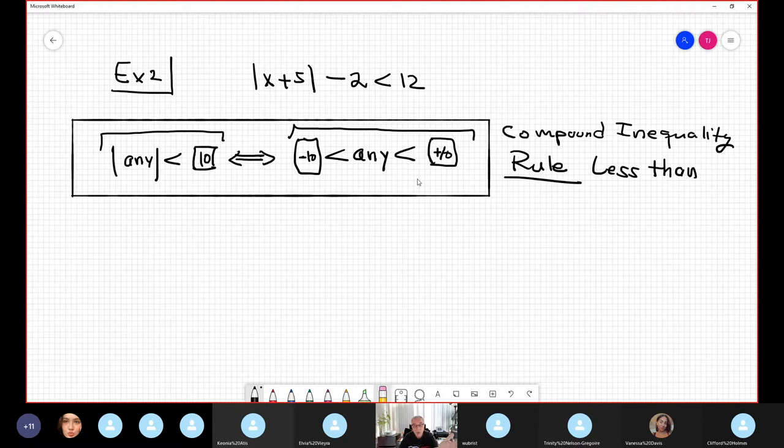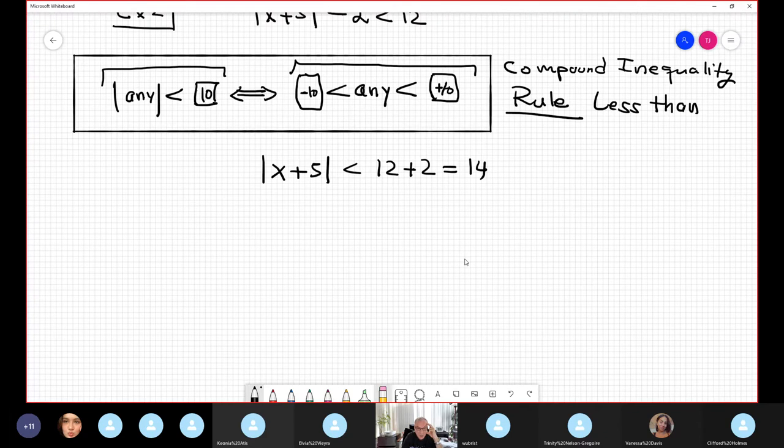No, unfortunately. Why not? Because the absolute value expression is not already isolated. So you isolate it. You move 2 to the right hand side: 12 plus 2 is 14. So I rewrite my inequality: absolute value of x plus 5 less than 14. I put the equal sign here because in that part it is equal, but in this part, no. Now it's ready. The easiest way: you copy this expression inside the bar without the bar, in between positive 14 and negative 14.